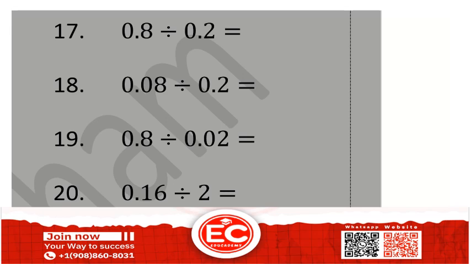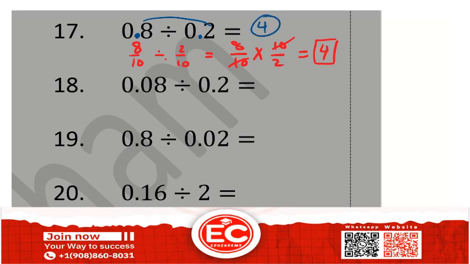One of the students prefers to write this as 8 over 10 divided by 2 over 10 and solve it as a fraction. 8 over 10 multiplied by 10 over 2, cancel, 8 divided by 2 is 4. And it's right. Another student said that if I have one decimal place and one decimal place, I only divide 8 by 2. And 8 divided by 2 is 4. So you can solve it by fraction or by decimal, it's okay, both of them are right.